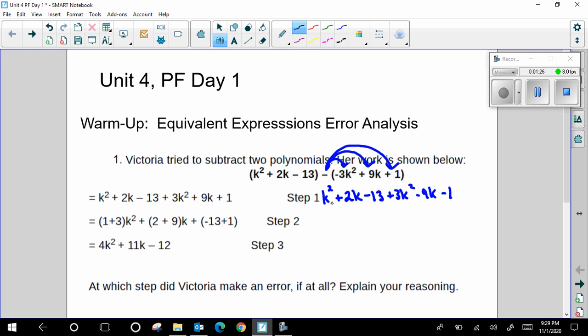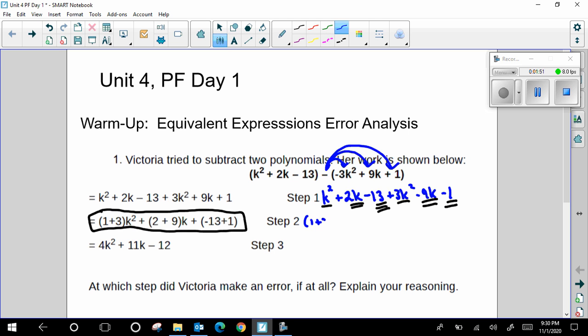Now we gather our like terms. Our k squareds go together, our k terms go together, and our constants go together. If you look at the way they have written out their steps, I'm going to write them out the exact same way they did. So if we put our k squared terms together, we have 1 plus 3 k squared. So that's these terms.